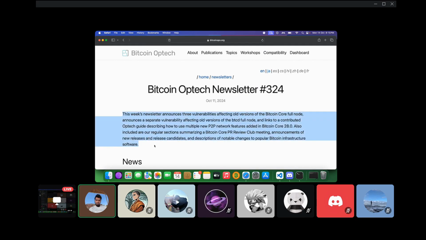This week's newsletter announces three vulnerabilities affecting all versions of the Bitcoin Core full node. It announces a separate vulnerability affecting all versions of the btcd full node, and links to a contributed Optech guide describing how to use multiple new P2P network features added in Bitcoin Core 28.0. Also included are our regular section summarizing a Bitcoin Core PR review club meeting, announcements of new releases and release candidates, and descriptions of notable changes to popular Bitcoin infrastructure software.